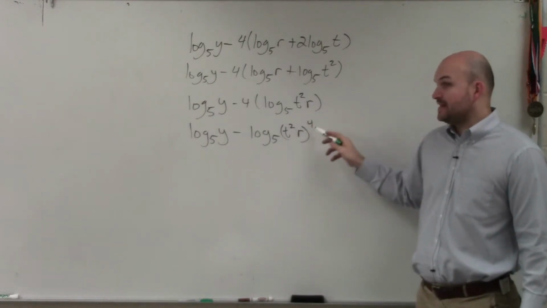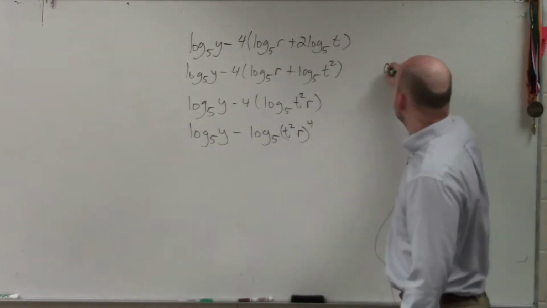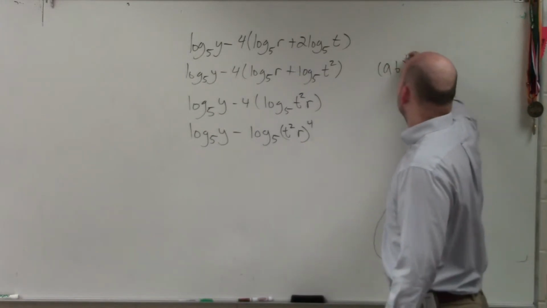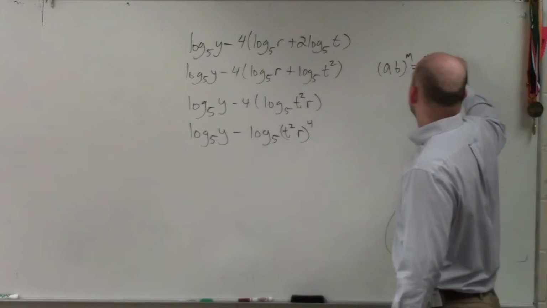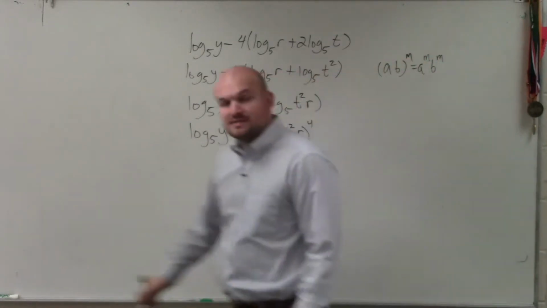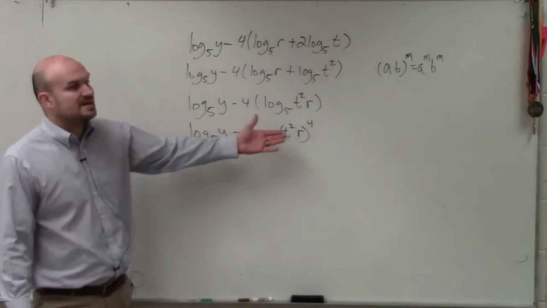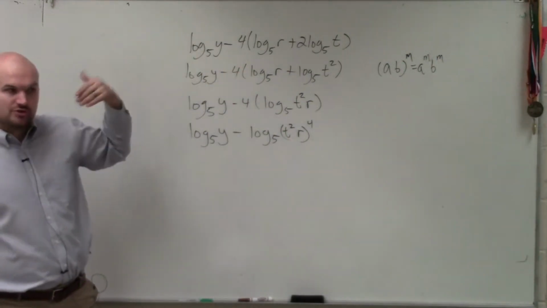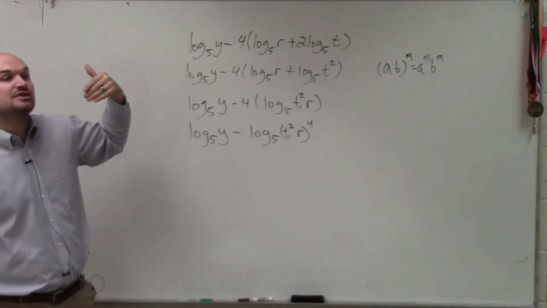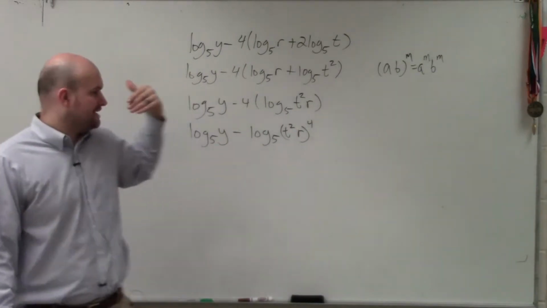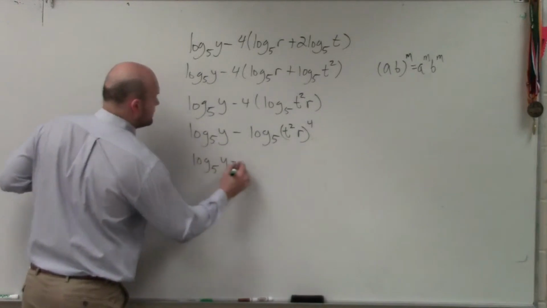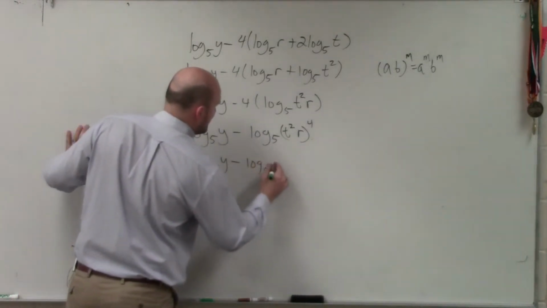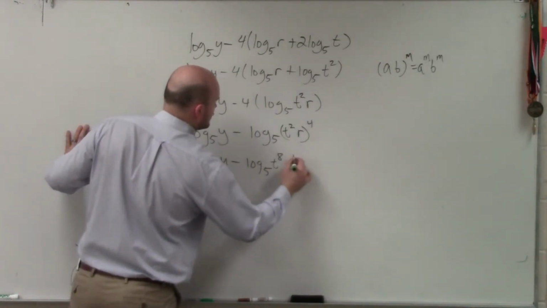Now I can distribute that using the power to product rule. If you guys remember the power to product rule, if you have the product of two numbers raised to a power, you distribute that across multiplication. Remember, we can distribute across multiplication. We cannot distribute across addition or subtraction. So therefore, I have log base 5 of y minus log base 5 of t to the 8th r to the 4th.